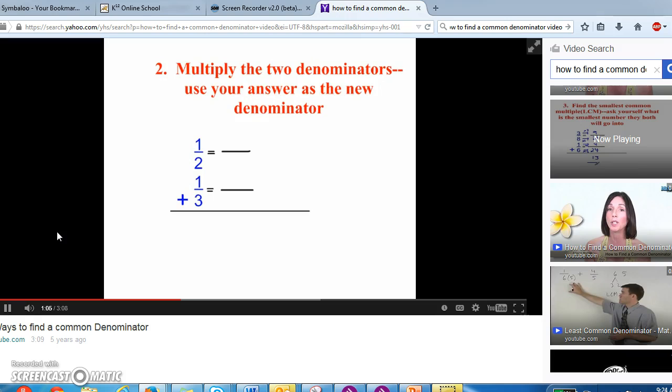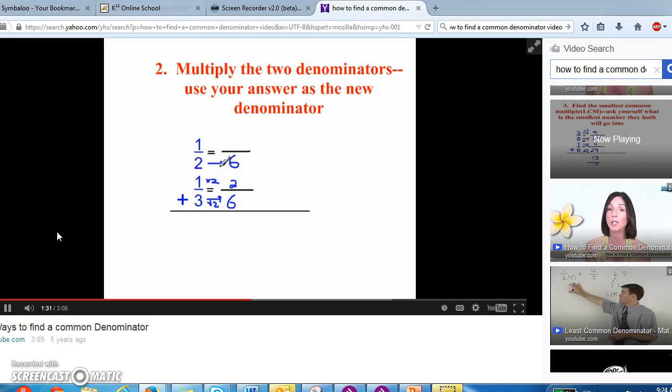I mentioned there's 3 ways to find a common denominator. A second way is to multiply the 2 denominators. So 2 times 3 is 6. We'll use 6 as our common denominator. Now this time I changed the denominator. So I changed it by multiplying by 2. So to make it fair, I have to do the same to the top. The numerator, 1 times 2 is 2.